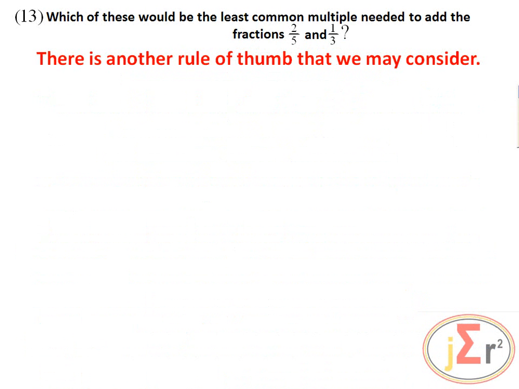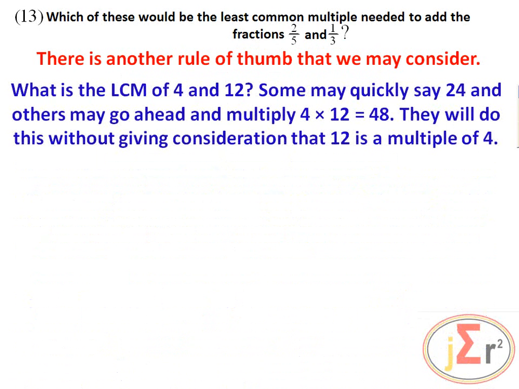There is another rule of thumb that we may consider. What is the LCM of 4 and 12? Some may quickly say 24, and others may go ahead and multiply 4 by 12, which is equal to 48. They will do this without giving consideration that 12 is a multiple of 4.